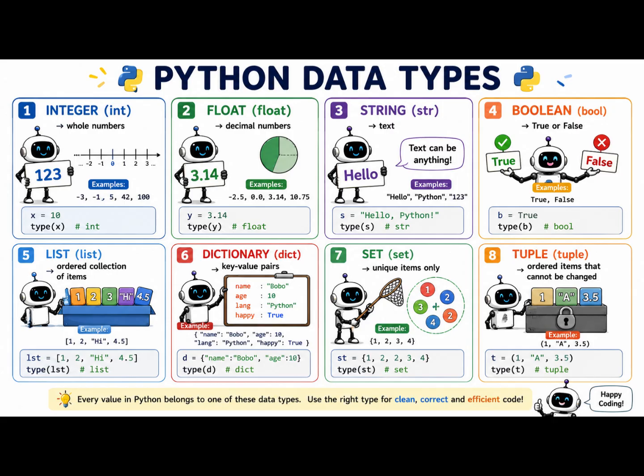Lists keep ordered collections of items. Dictionaries store information as key-value pairs. Sets keep only unique items. And tuples store ordered items that cannot be changed. Choose the right data type, and Python knows exactly how to work with your data.